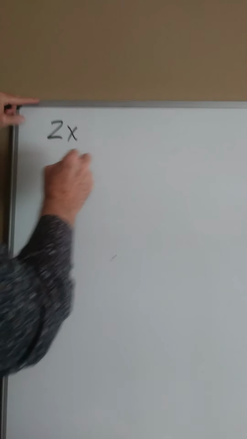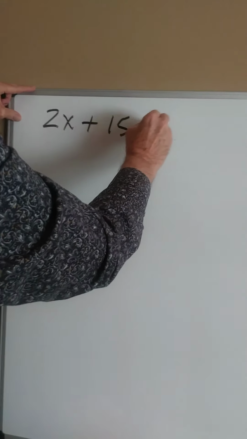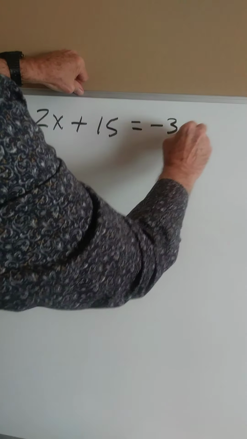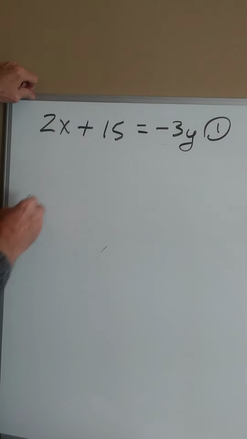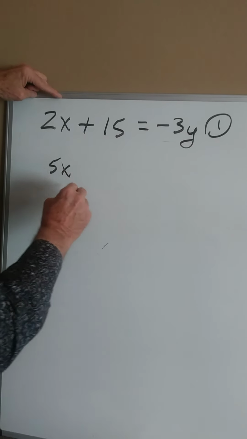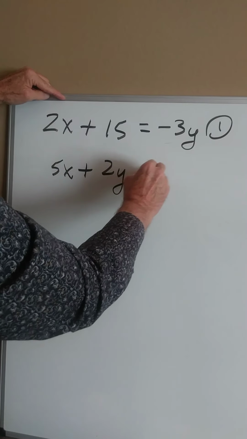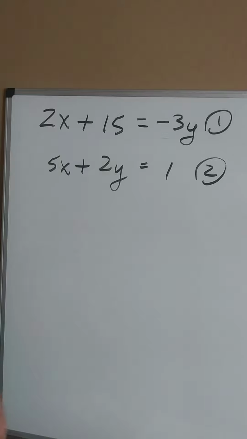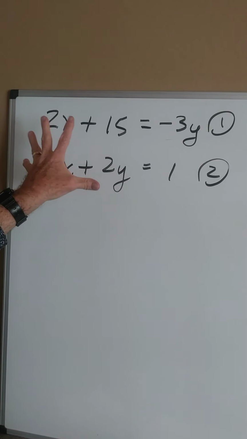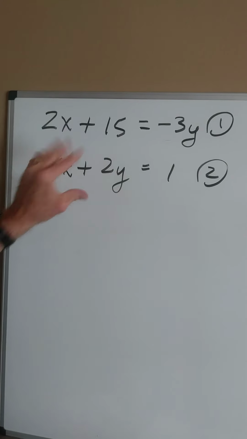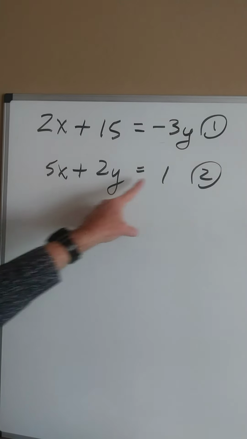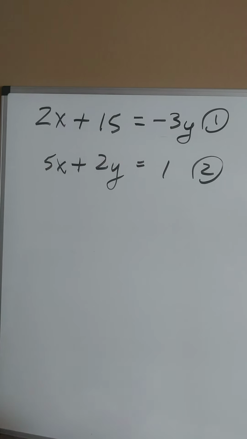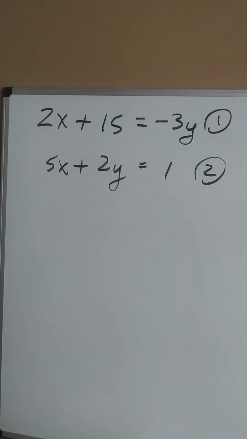Here we go. 2x plus 15 is equal to a negative 3y. That's number 1. Number 2, 5x plus 2y is equal to 1. That's number 2. Notice the prerequisite: standard form. Number 2 is ready. Number 1 is not ready. We're going to have to get it in standard form.